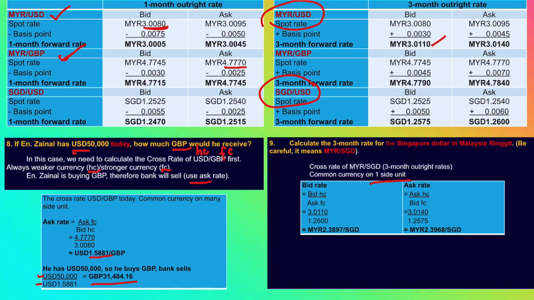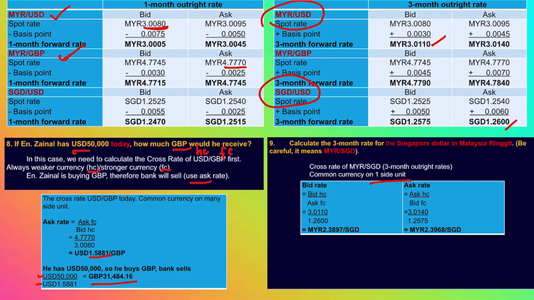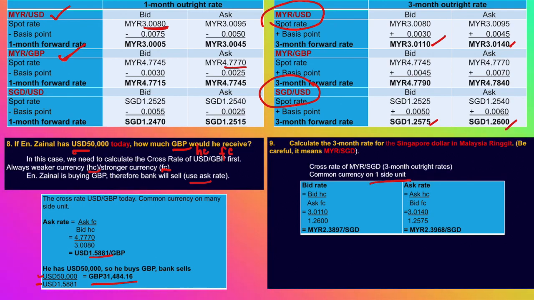So this one for bid rate, bid home currency, this one divided by ask foreign currency, this one. So you will get Malaysia ringgit 2.3897 per Singapore dollar. And for the ask rate, you will get this one, and bid foreign currency 1.2575. So you will get 2.3968 per Singapore dollar.